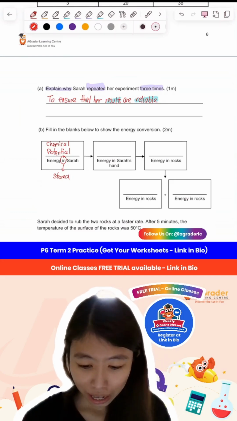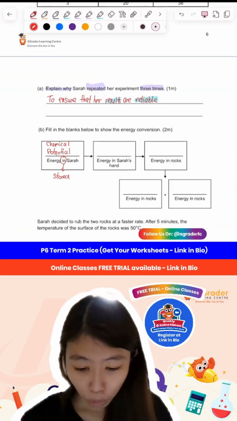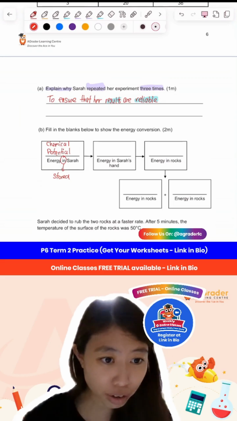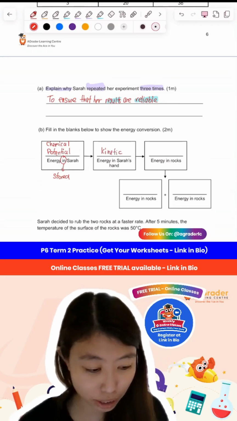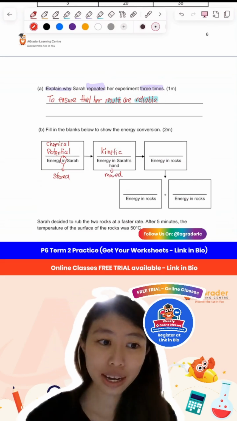Alright, so now next. Next one would be what energy will be converted to what energy in Sarah's hand? Very good. A lot of you got it correct. Fantastic. So it's kinetic because Sarah's hand moves. Okay, next one.